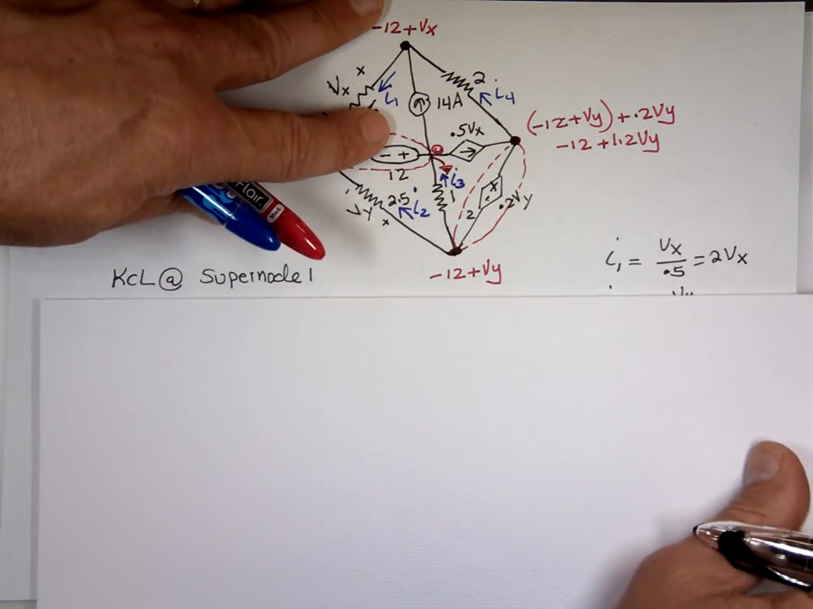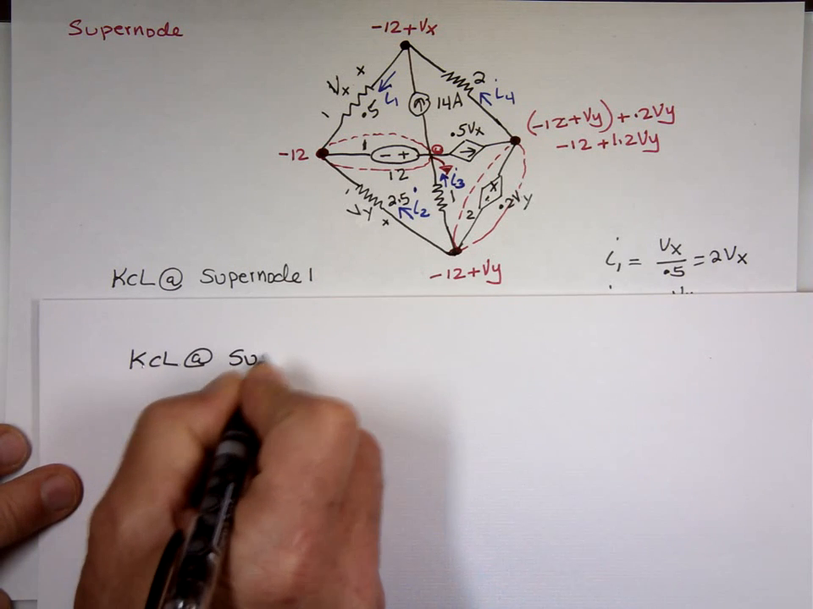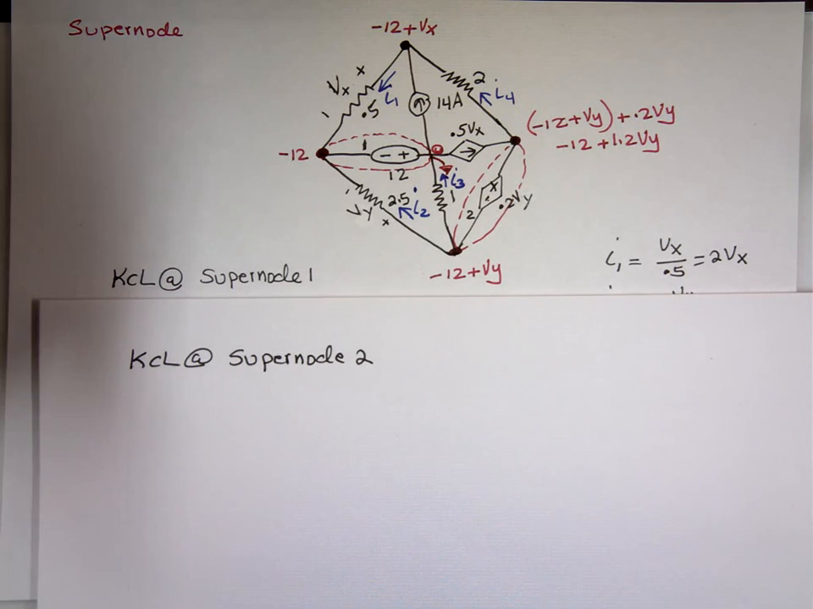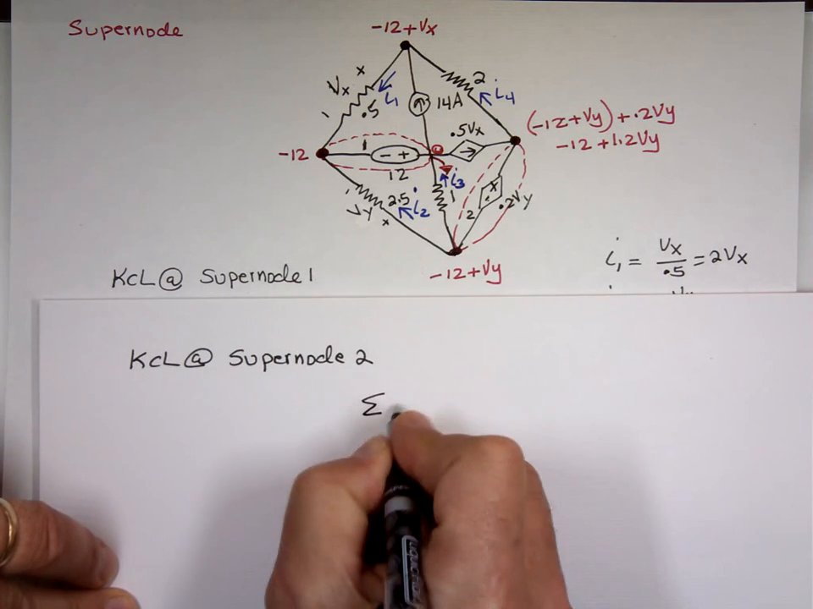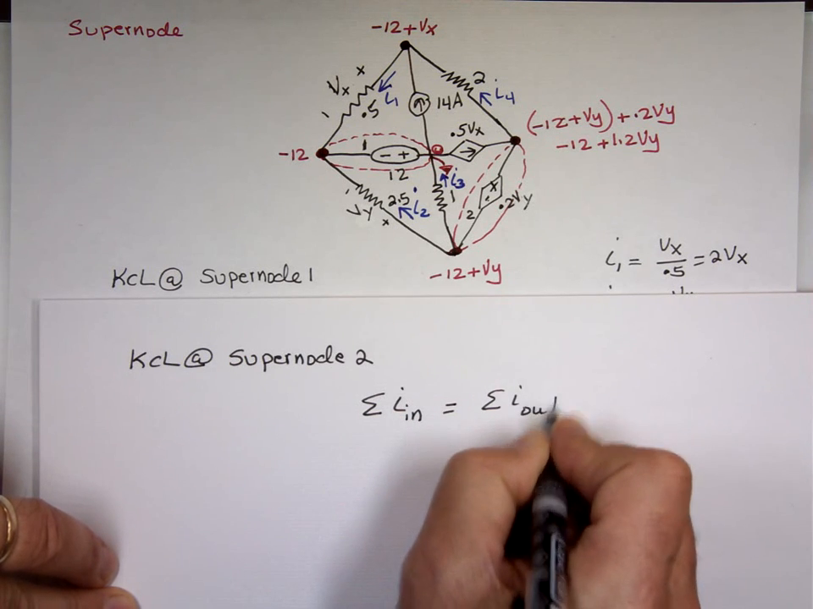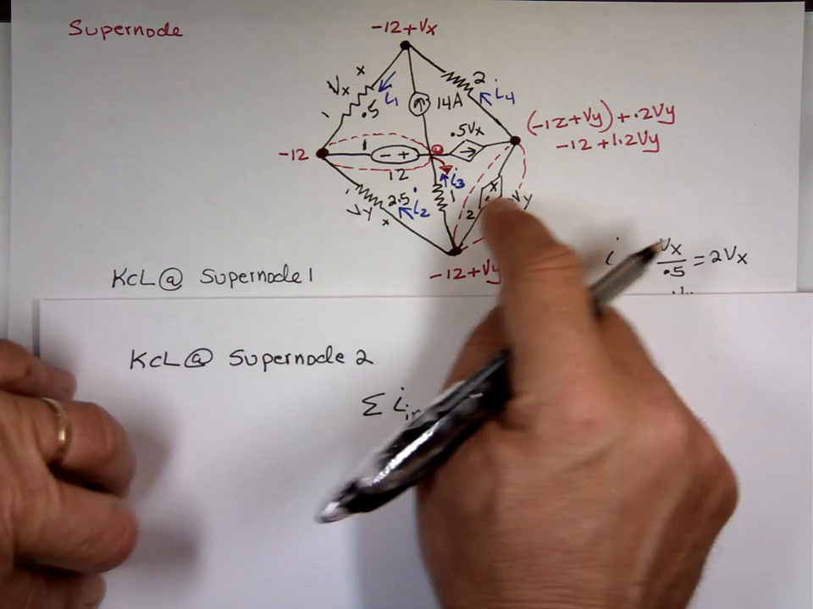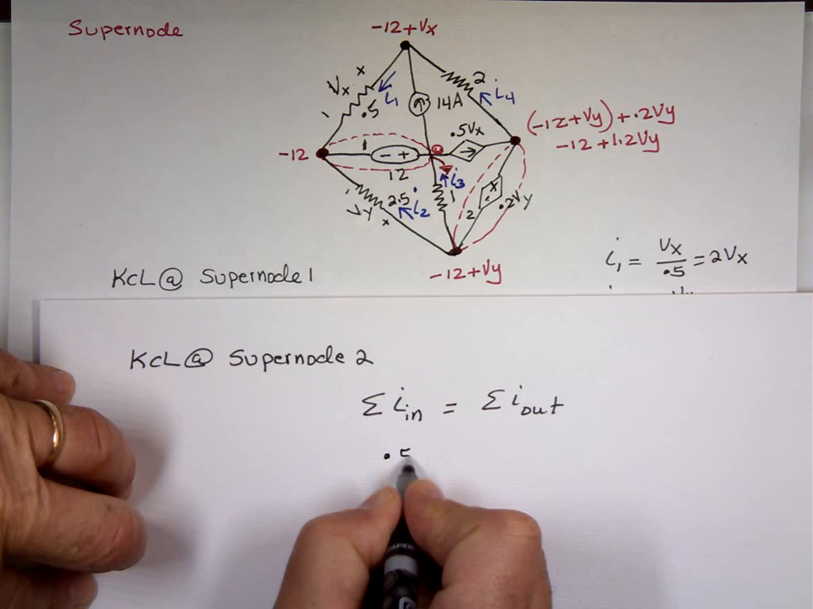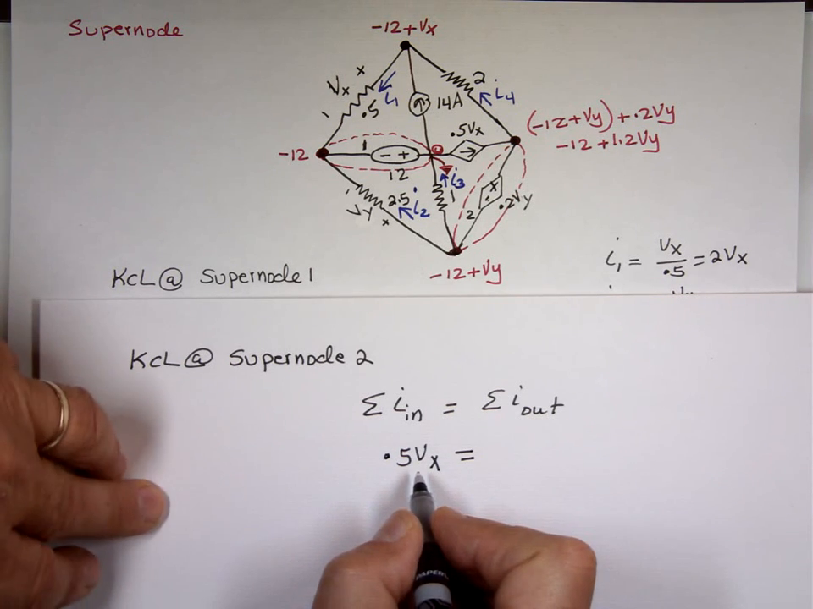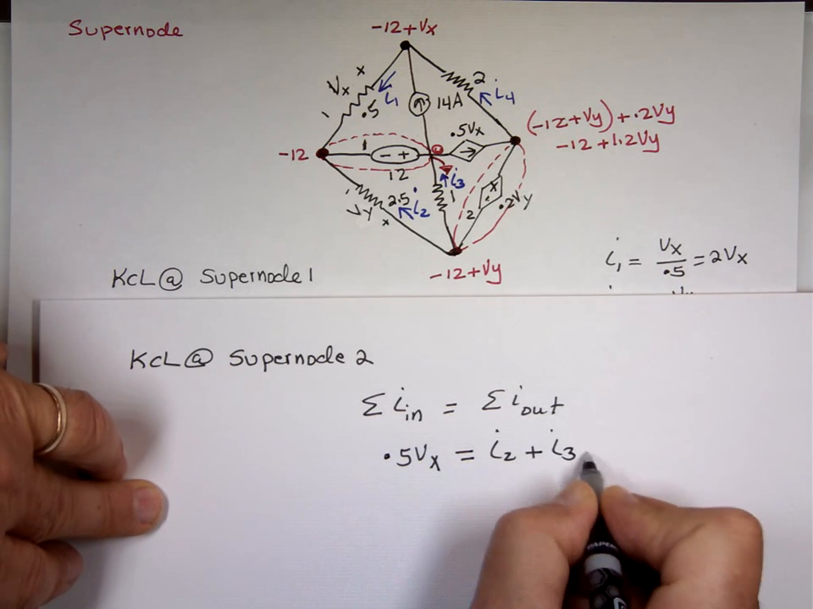So now KCL at supernode 2. That's this node. Again, if you add all the current going in, it should equal all the current coming out. What is going into that node? 0.5 Vx. And what's leaving the node? I sub 2, I sub 3, I sub 4.